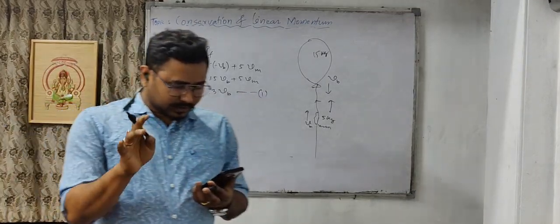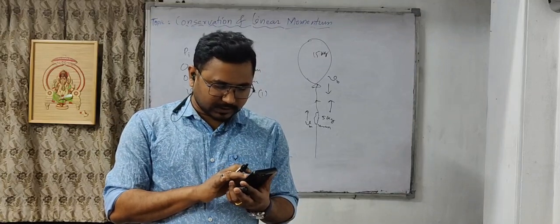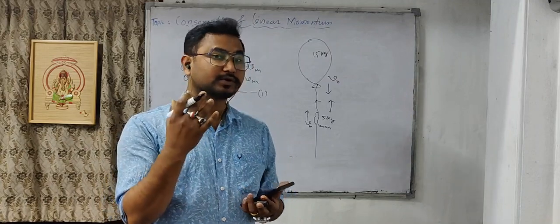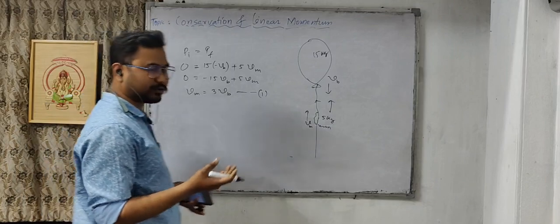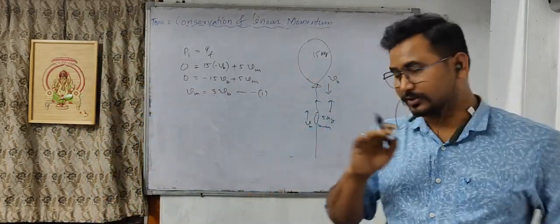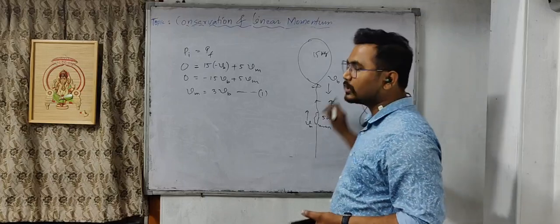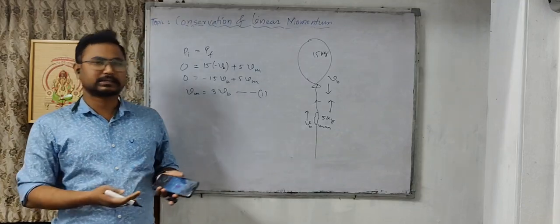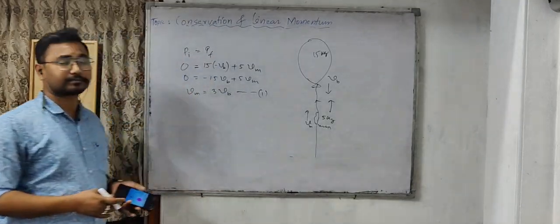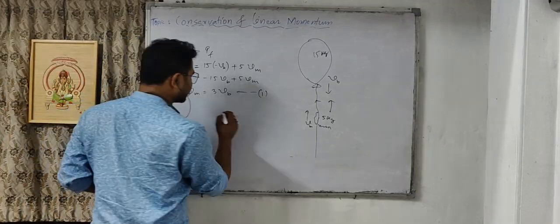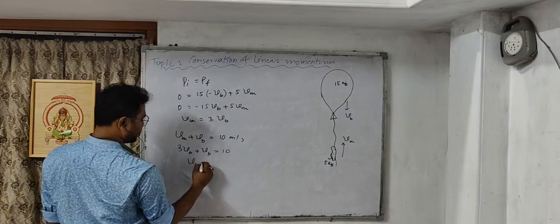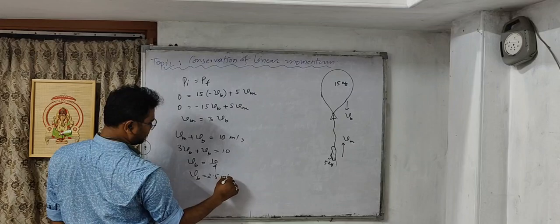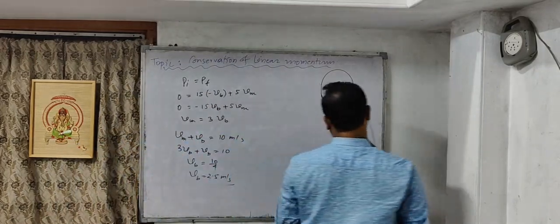Now second, the man starts climbing the balloon with velocity 10 meters per second with respect to the balloon. With respect to means, as we have studied so many times, this is all about relative velocity. Here both of these are moving toward each other, which means their velocities are opposite to each other. So in that case, the relative velocity must be plus, right? So here you can easily see the other relation: Vm plus Vb equals 10, so 4Vb equals 10, so Vb equals 10 by 4. So Vb equals 2.5 meters per second. So the velocity of the balloon is coming 2.5.